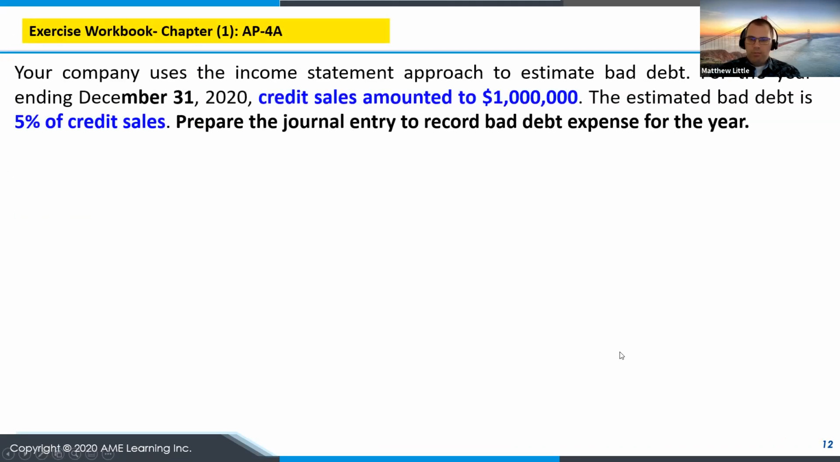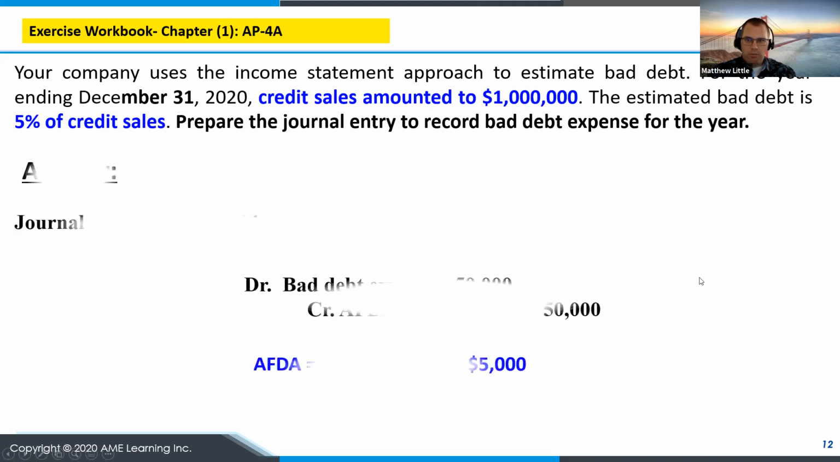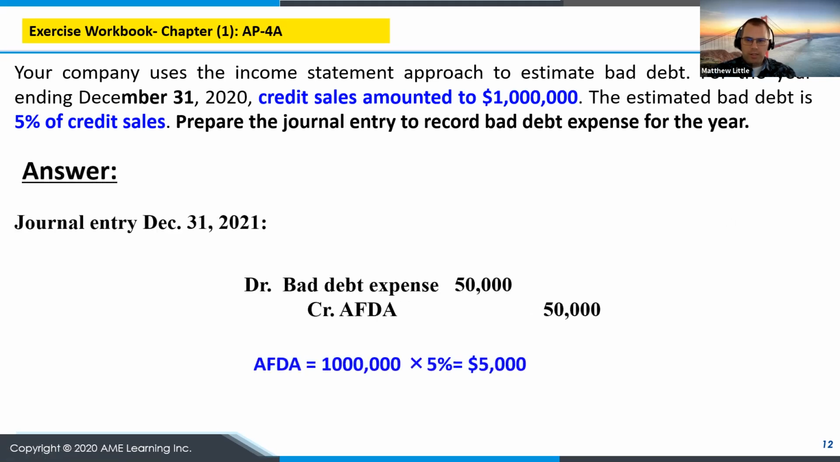Another example says we have this company that uses the income statement approach. And for the year ending December 31st, 2020, we have credit sales of $1 million, but our estimated bad debt expense is 5%. And we're asked to prepare the journal entry for the year. In this case, we'll take $1 million times 5%, and we would debit bad debt expense. Actually, hold on, for 50,000, there's a typo here. 50,000 is 5% of $1 million. Sounds better. So we would debit bad debt expense for 50,000 and credit allowance for doubtful accounts for 50,000.